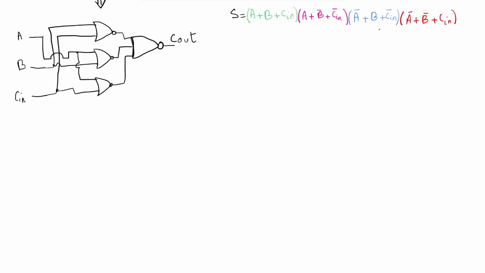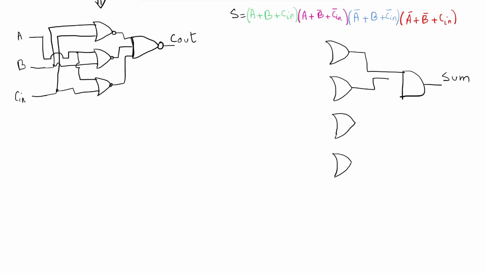Next we can do the same thing for the sum. So we have 4 terms multiplied by each other. So that means first on the output we need an AND gate with 4 inputs. So this is the sum. So for A plus B plus Cn we have an OR gate. And then we have another one for A plus B bar plus Cn bar. We need another one for the one in blue, A bar plus B plus Cn, and we have another one for A bar plus B bar plus Cn. They're all fed into this AND gate.